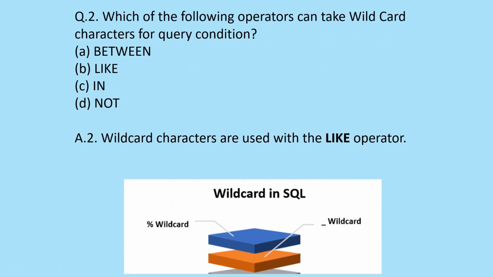Okay. Now question number 2. Which of the following operators can take wildcard characters for query condition? The options are BETWEEN, LIKE, IN, NOT. The answer is wildcard characters are used with the LIKE operator. And what are the symbols for this? Percentage symbol and underscore symbol.